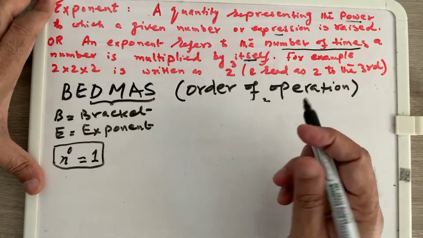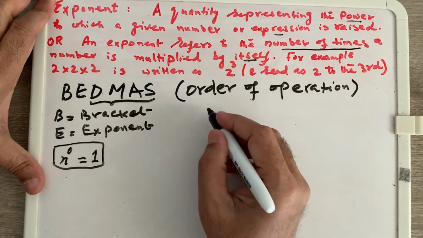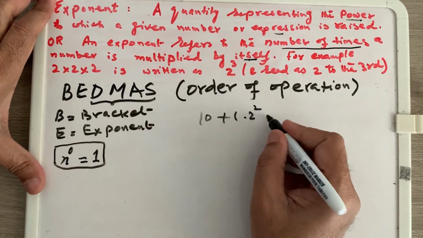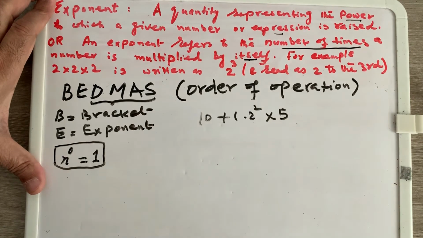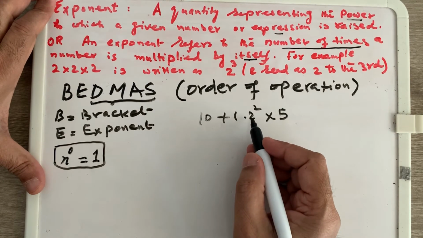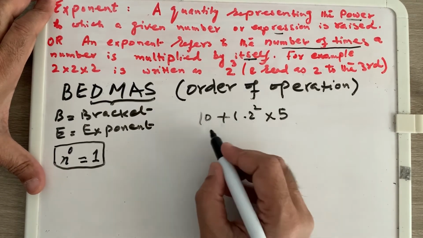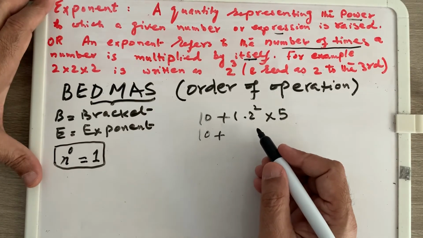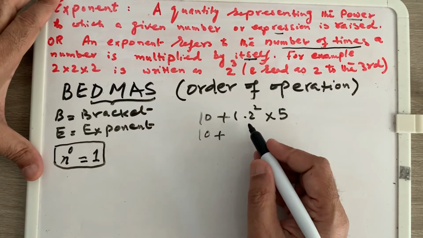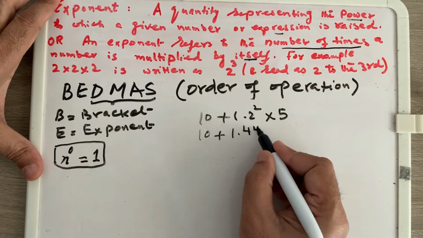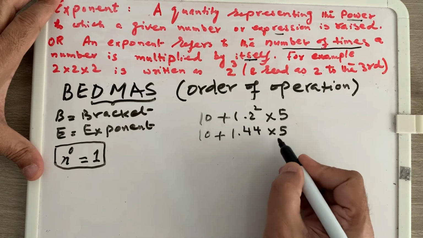So this example is, let's say, something like this: 10 plus 1.2 square times 5. How many signs are there? There is no bracket, so we do not have to worry about the bracket. We have to see the next thing, which is exponent, and the exponent is 1.2 square. And what we learned in lesson 1, 1.2 times 1.2 is 1.44, times 5, right?